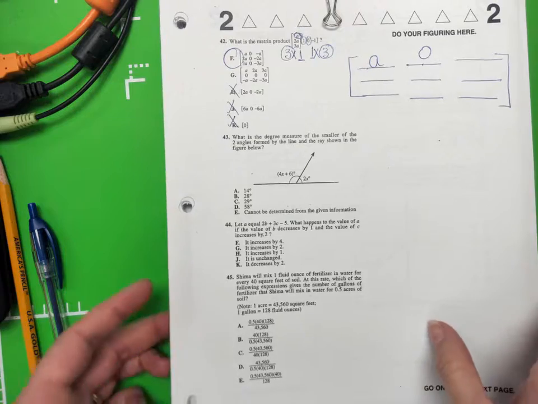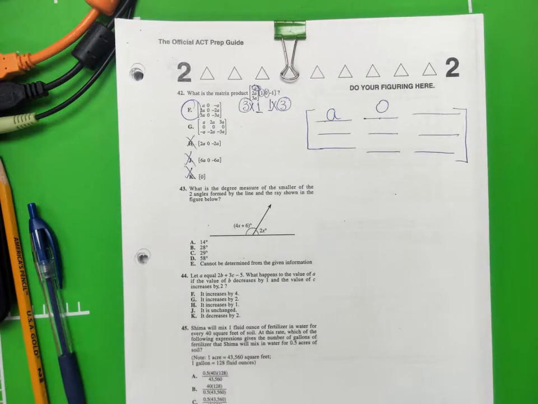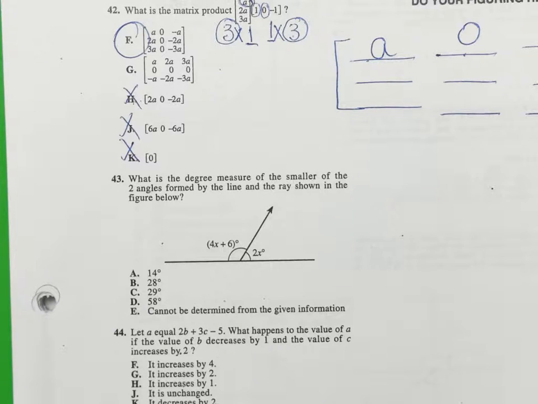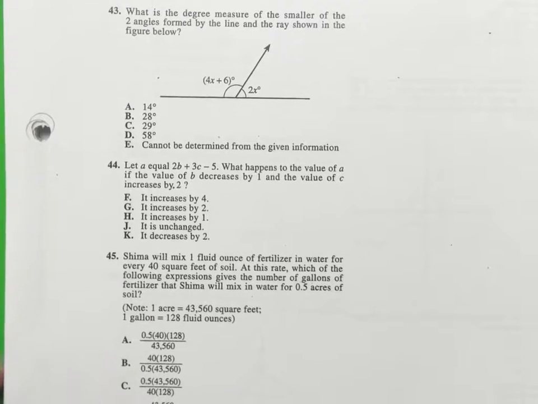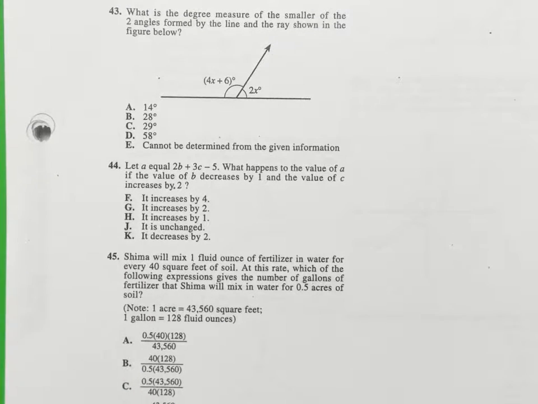What about 43? Do we need to go over 43? Anybody need 43? And the answers, for some reason, did not post on Google Classroom, so let me give you the answers real quick. 43, you should have gotten D. Do we need to go over 43? Okay. 44, you should have gotten F. Do we need to go over 44?